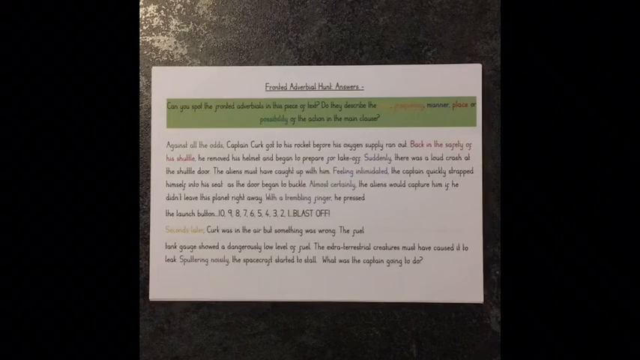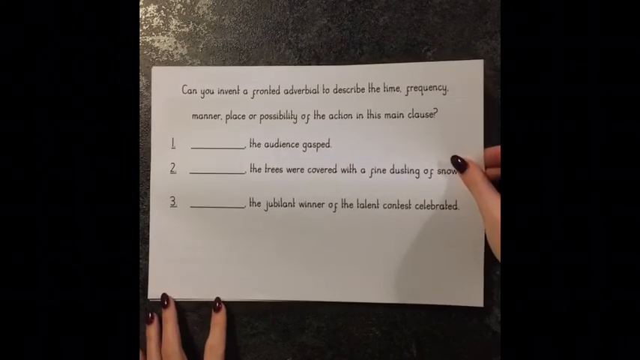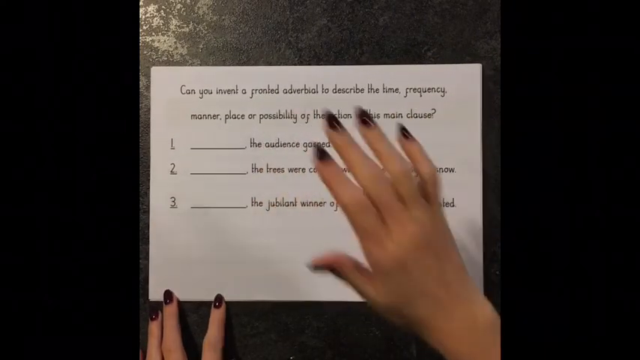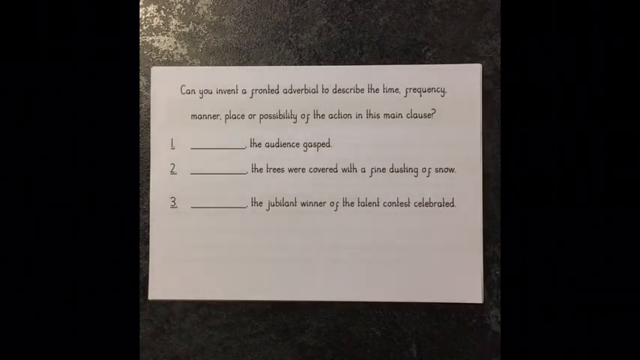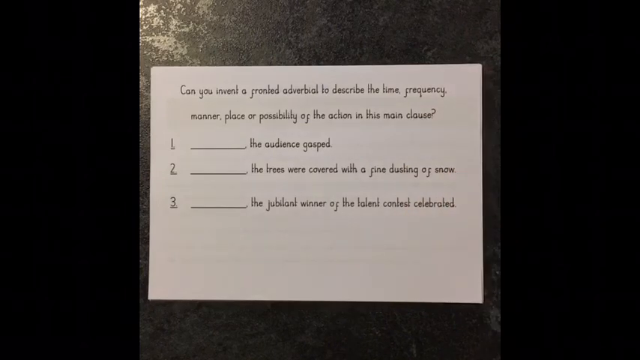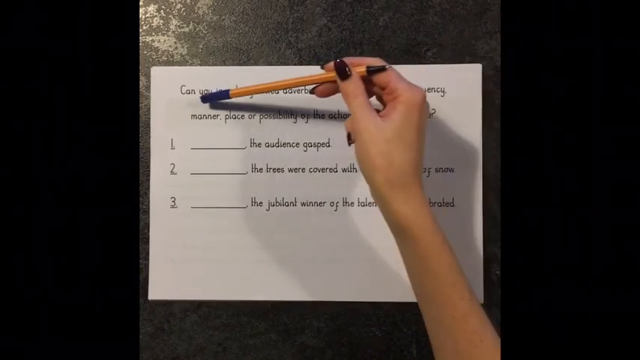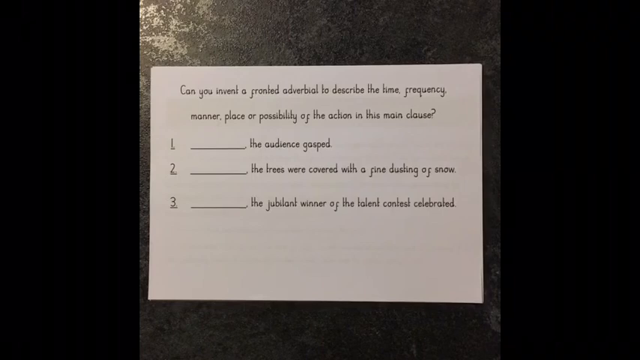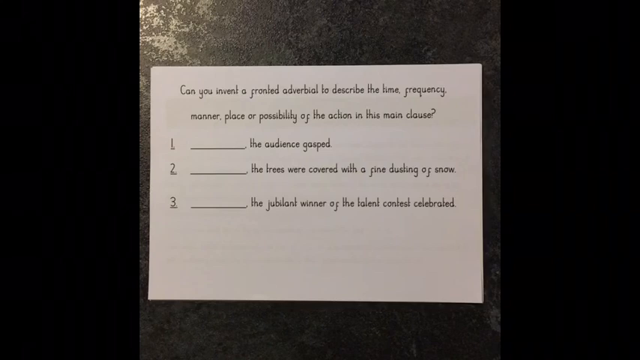Now before you go, I have 3 more sentences. Now you have a job to do, and that is to invent a fronted adverbial to describe the time, frequency, manner, place or possibility of the action in these main clauses. Now I'll pop up a list of fronted adverbials for you to perhaps fill in the 3 with and then think of some more, inventing more sentences that have appropriate fronted adverbials at the beginning.